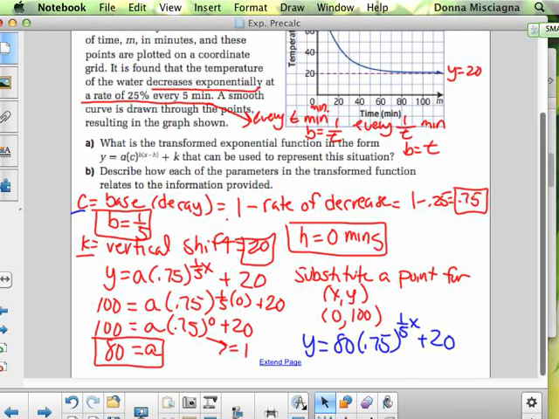Now you might be thinking, why isn't our starting value 100? Why isn't a 100 instead of 80? Well, we've shifted our graph up 20. So if a is 100, that means on our graph it would be 120. So our a is not the actual temperature of the coffee. It's the difference between the temperature of the coffee and the temperature of the room, because our whole graph is shifted up 20. Because it's never going to get colder than the room, unless you put it in the refrigerator.